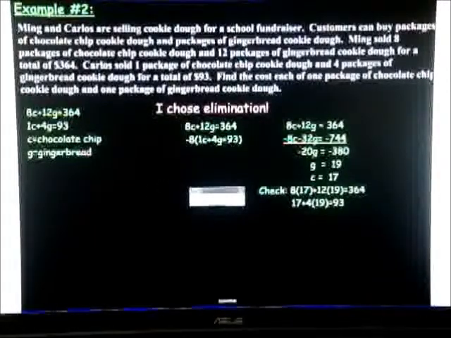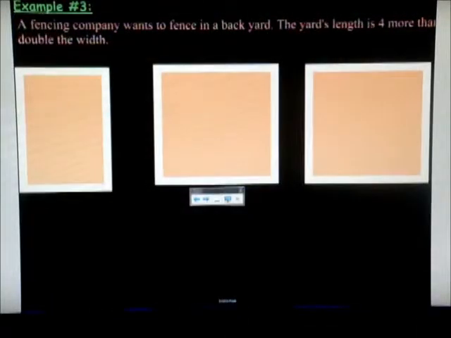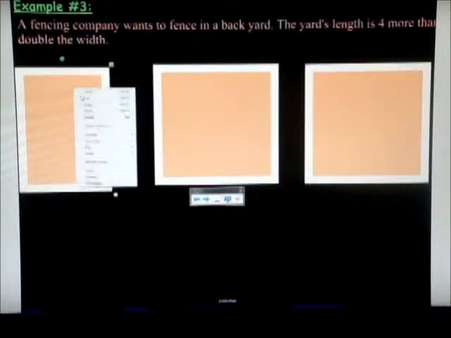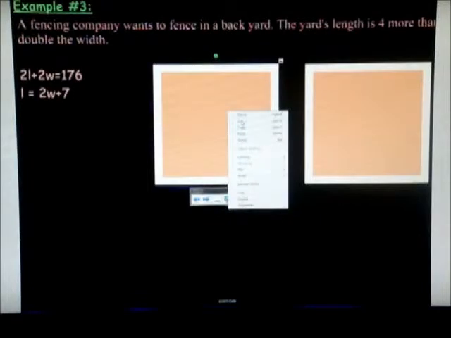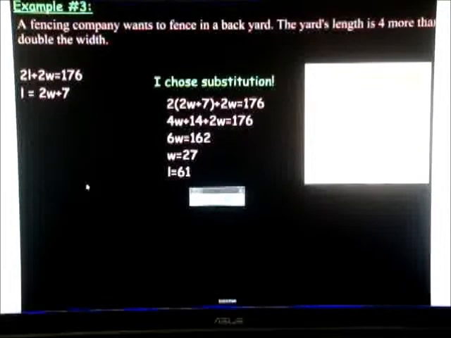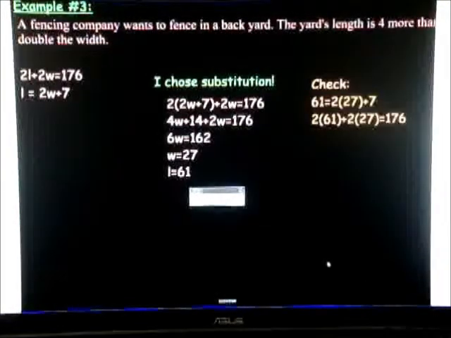Example 3. One thing I did leave out, and I apologize, is the perimeter is 176. I think I accidentally deleted that sentence. But you can hopefully see the 2 equations. This is similar to a question earlier, so in 5 seconds I'll let you know what strategy I chose. I chose substitution, and I also did check my work.